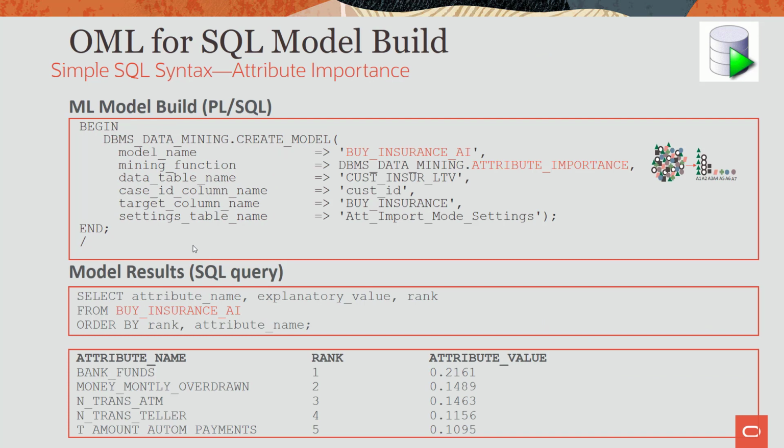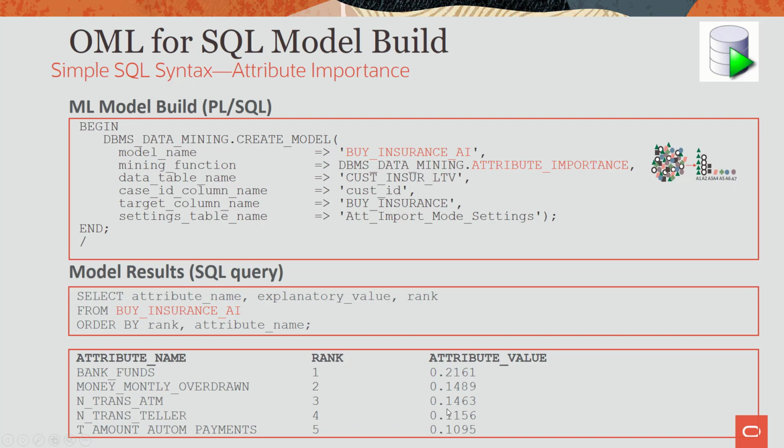If I want to do another technique called attribute importance, just find me the key attributes here that are related with a particular outcome. Did they buy insurance, yes or no? And what are the variables that are most influential or important? That's the way that works. So you can kind of see the pattern here.